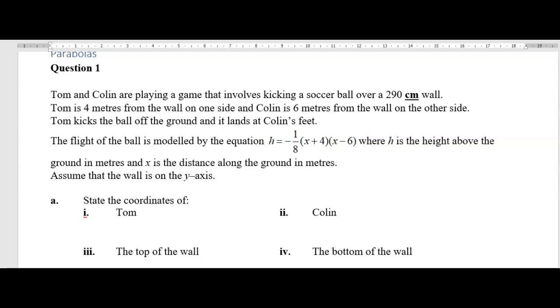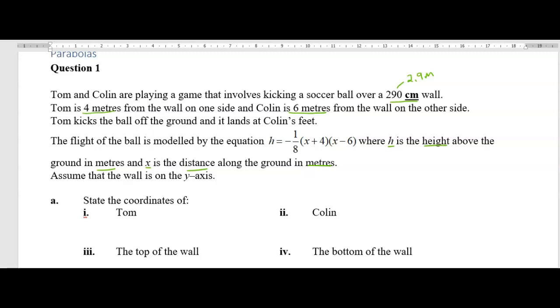The important thing to note is we've got Tom's distance and Colin's distance in meters, yet the wall is in centimeters. So let's convert that into meters. It's going to be 2.9 meters, because h is the height in meters and x is the distance in meters. We have to have everything in the same units. If we were working with a wall that was 290 meters tall, that's a pretty big wall, and I don't think Tom would be able to kick the ball over it.